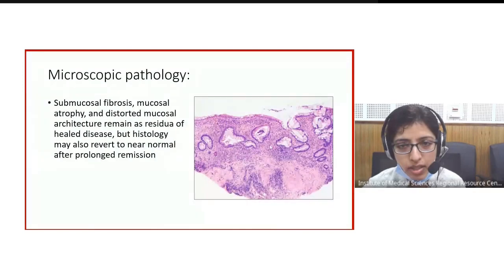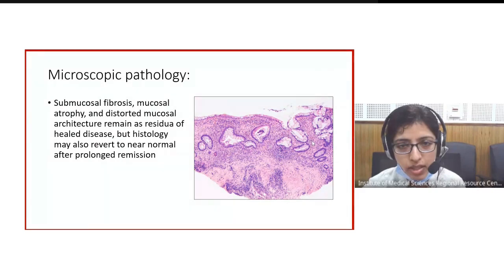This is a photomicrograph of a long-standing case of ulcerative colitis. So here we see submucosal fibrosis and mucosal atrophy. The mucosa is significantly reduced in thickness. We are seeing very few crypts, and whatever crypts are present are very haphazardly arranged. They are of variable size. There is some branching of the crypts as well. So this is basically the residua of healed disease, and the histology can revert to normal if a period of prolonged remission exists.